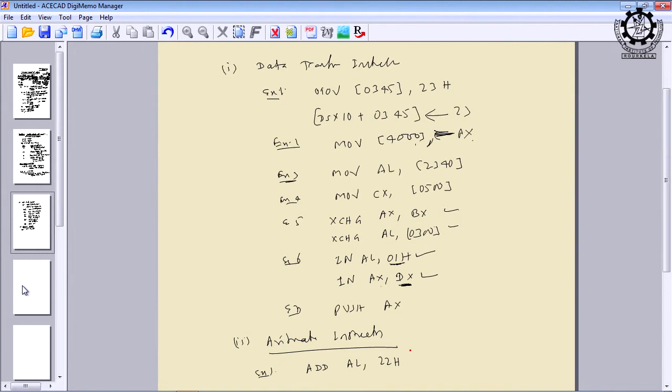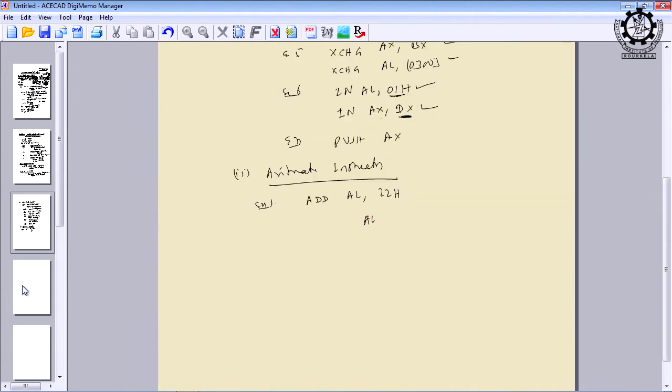What is the meaning of this? 22 is 8-bit data and AL is containing an 8-bit value. So, AL contents will be added with 22h and the result will be stored in AL. Is it clear? Can I write this instruction, ADD AX comma BX? So, AX content will be added with BX content and the result will be stored in AX.